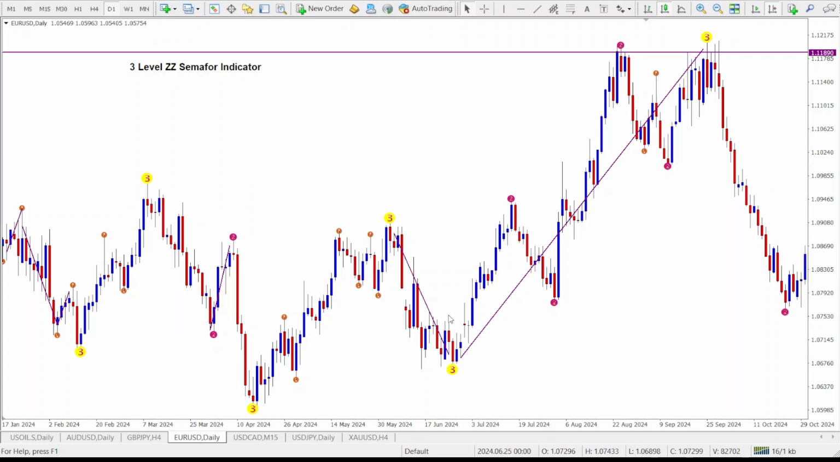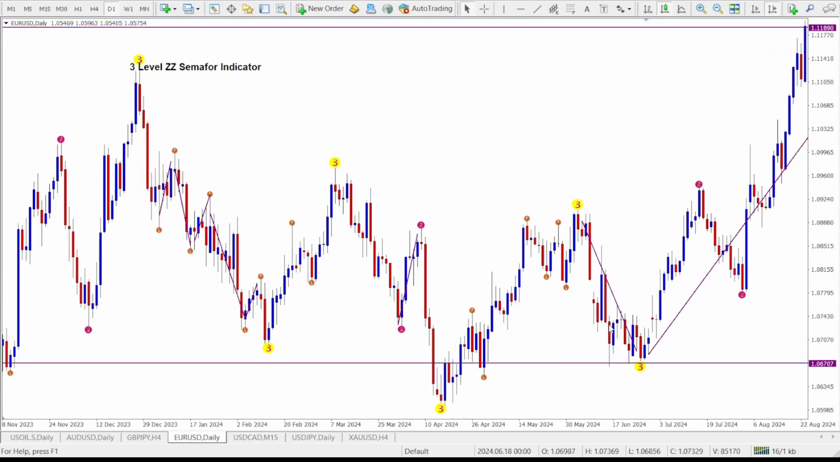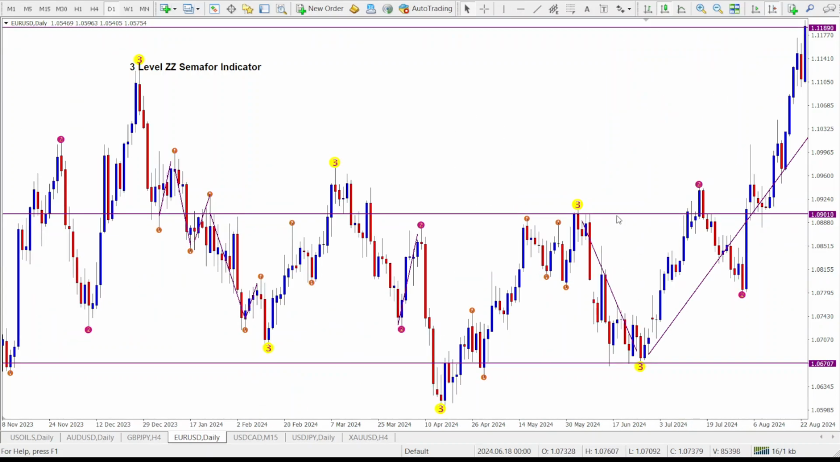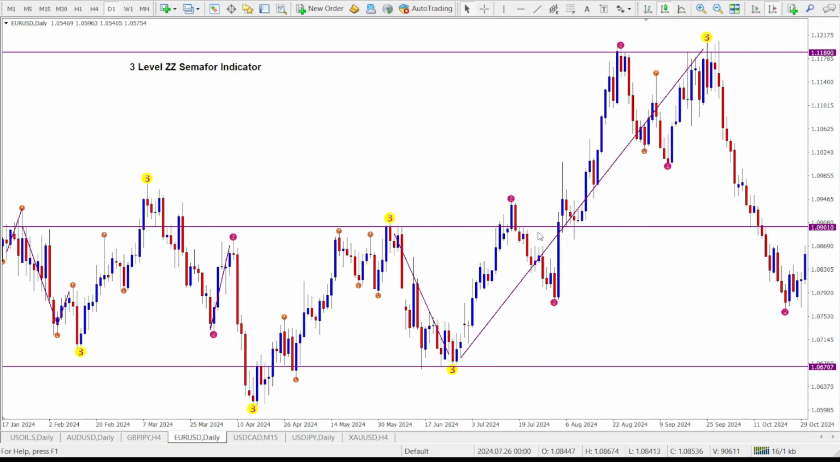Whenever the indicator gives you a signal, try to confirm those signals using support and resistance zones. Make sure that you look out for the price position with respect to support and resistance zones. As you can see, most of the time the indicator gives us signals around support and resistance zones. So try to confirm those, and watch out for possible reversal candlestick patterns.